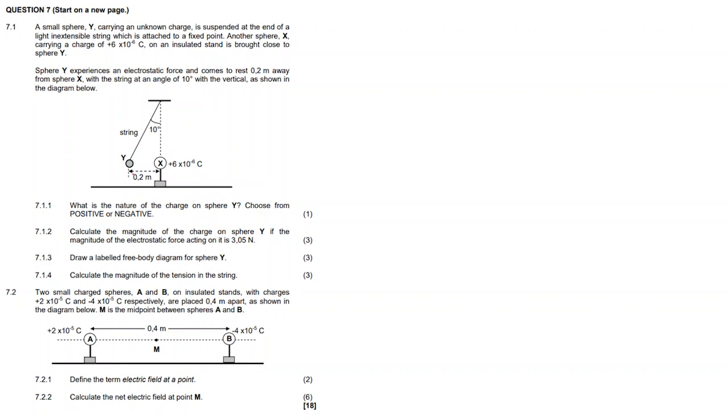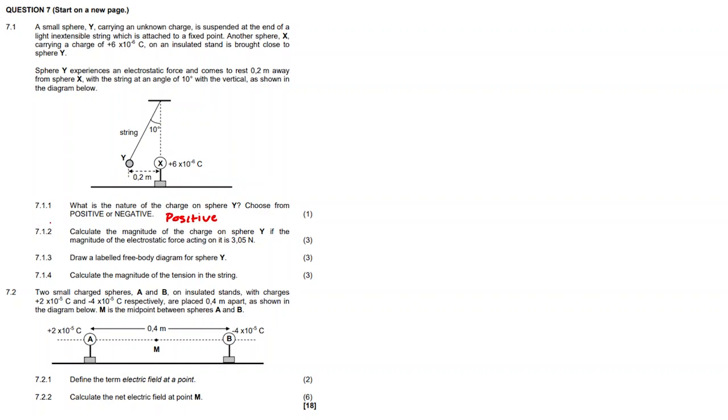As we can see, sphere y comes to rest 0.2 meters away from sphere x. Therefore, they are not actually attracted and are actually being repelled, as due to gravity, y would fall dead center. This means that y has a positive charge, as two positive charges will repel each other.